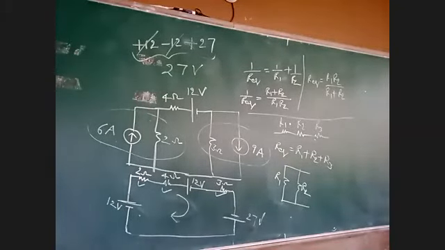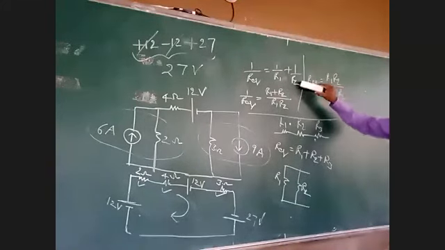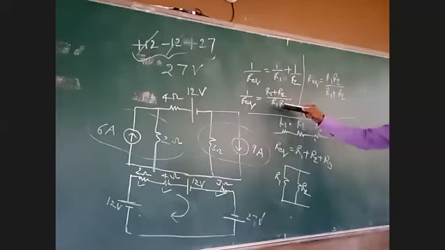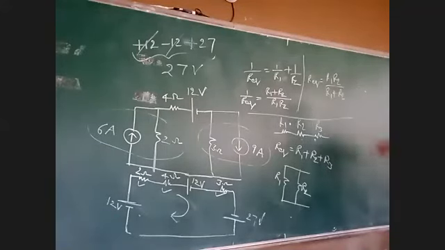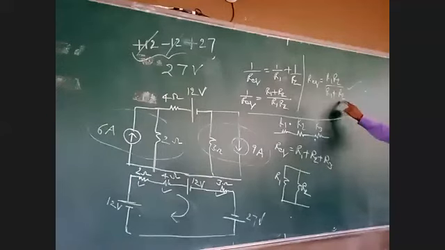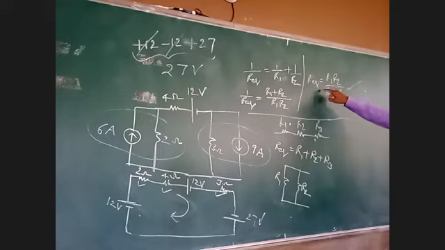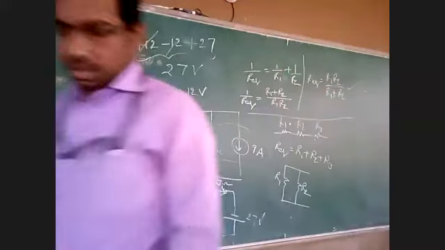If 2 resistances are in parallel, the equivalent resistance is 1 by R equivalent equals 1 by R1 plus 1 by R2. If you take the LCM, you will get R2 plus R1 by R1 R2. Therefore R equivalent is equal to R1 R2 by R1 plus R2. This formula you have to remember if two resistances are in parallel. If resistances are in series, we add them. If in parallel, the formula is R1 R2 by R1 plus R2. Note down that.